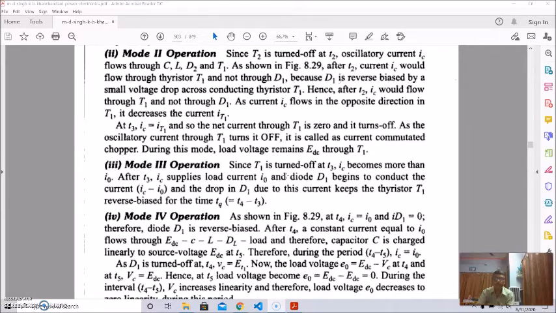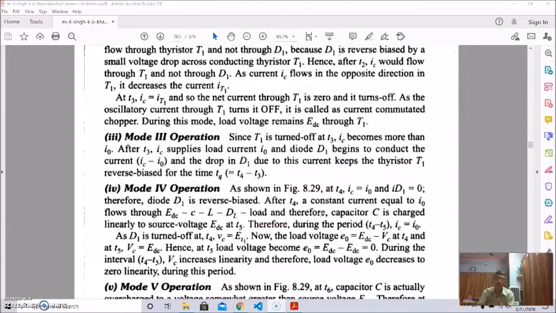So after T3, IC supplies load current I0 and diode D1 begins to conduct the current, the difference of this current IC minus I0, and the drop in D1 due to this current keeps the thyristor T1 reverse biased for the time. So this is TQ, that is equal to T4 minus T3. So that is also shown.